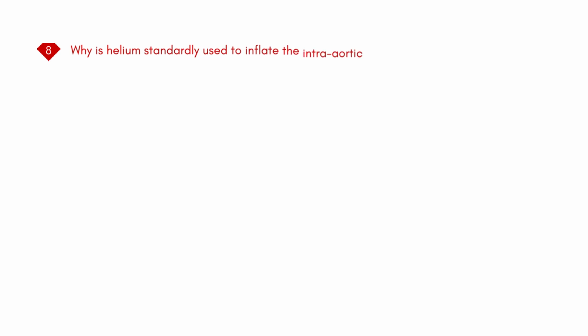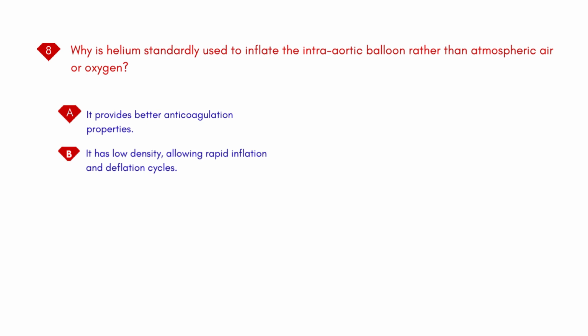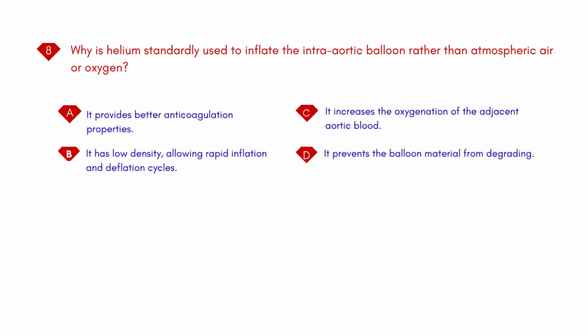Why is helium standardly used to inflate the intra-aortic balloon rather than atmospheric air or oxygen? A. It provides better anticoagulation properties. B. It has low density, allowing rapid inflation and deflation cycles. C. It increases the oxygenation of the adjacent aortic blood. D. It prevents the balloon material from degrading. Answer: B. It has low density, allowing rapid inflation and deflation cycles.